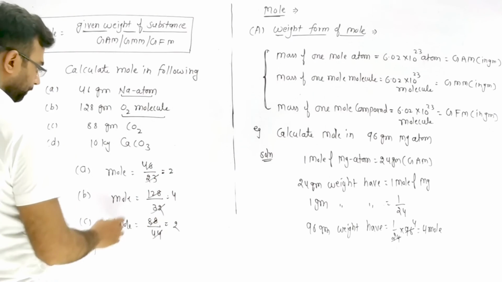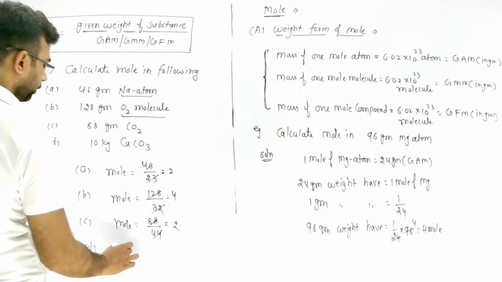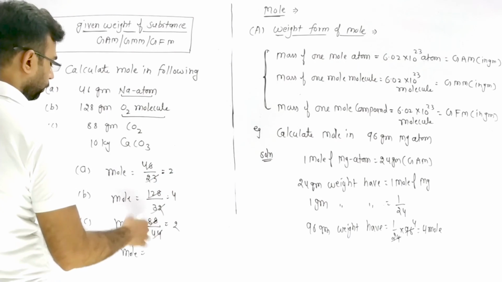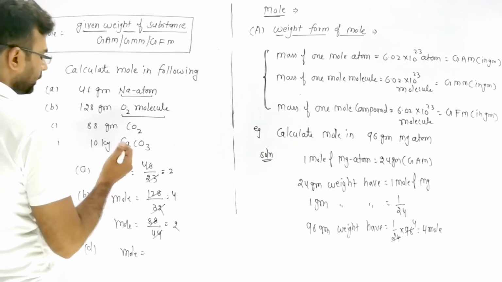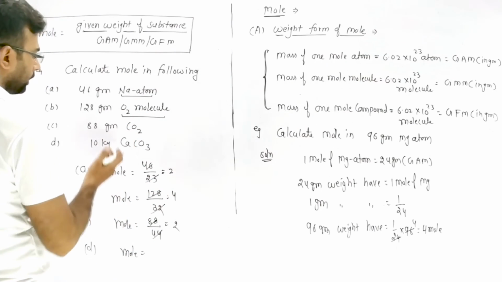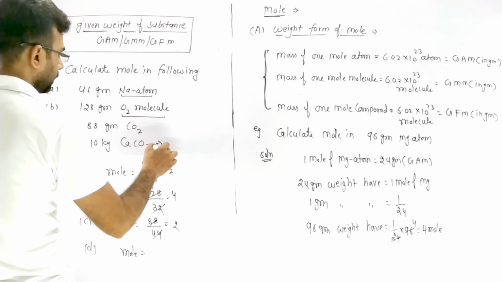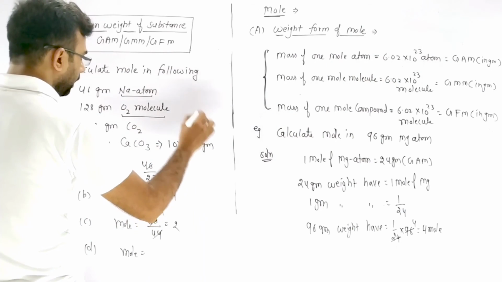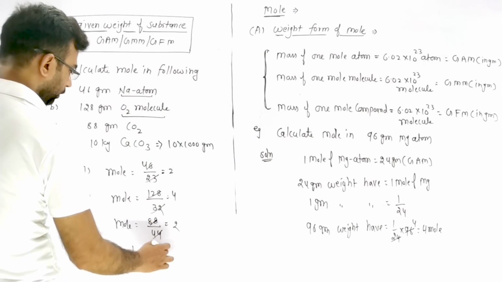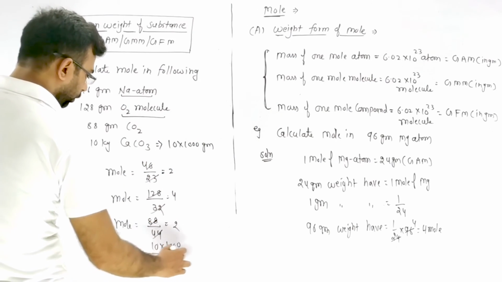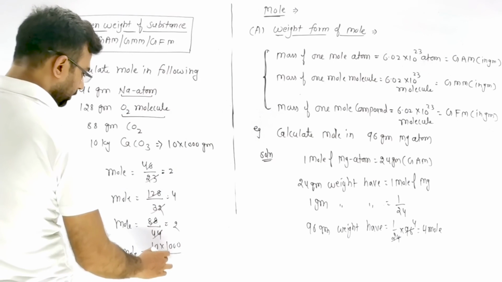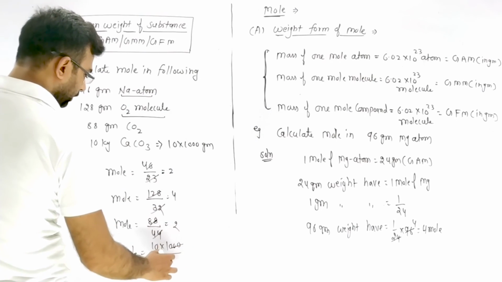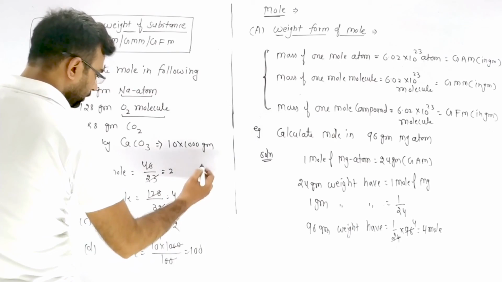Next D, 10 kg calcium carbonate. One thing is important: while applying this formula we must use similar units. These are 10 kg, so first convert into 10 into 1000 gram. So we write 10 into 1000 gram, and the gram formula mass of calcium carbonate is 100. So these cancel out, and the answer is 100 mole.